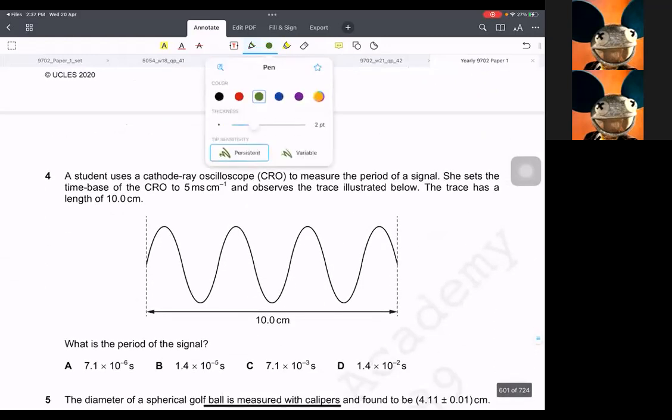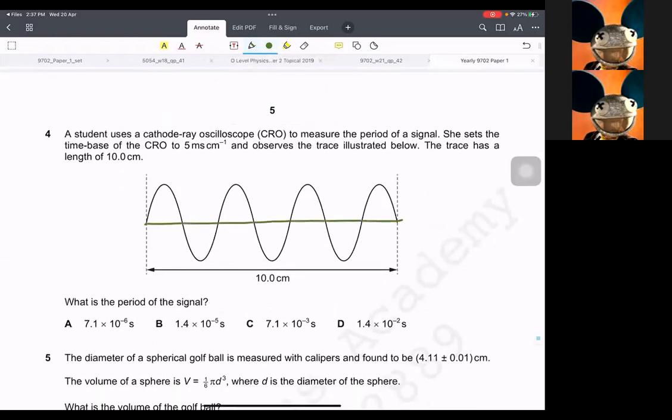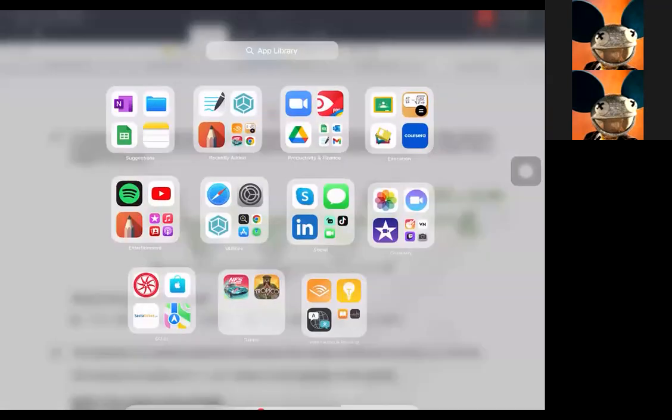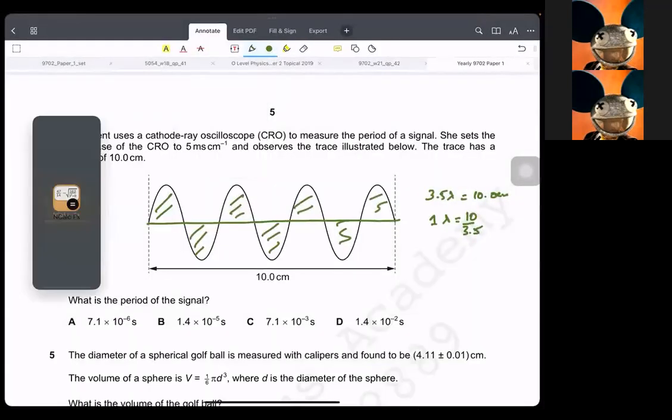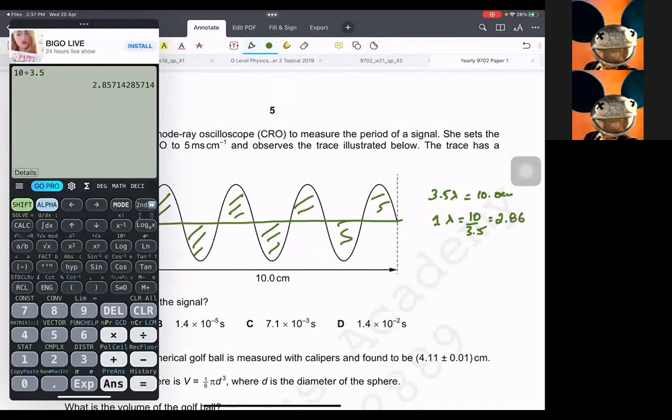Then it goes here, CRO. So it has 1, 2, 3, and 3.5. So 3.5 waves in 10 centimeters. So one wavelength will be 10 divided by 3.5. So this is 2.86 meters. Okay.